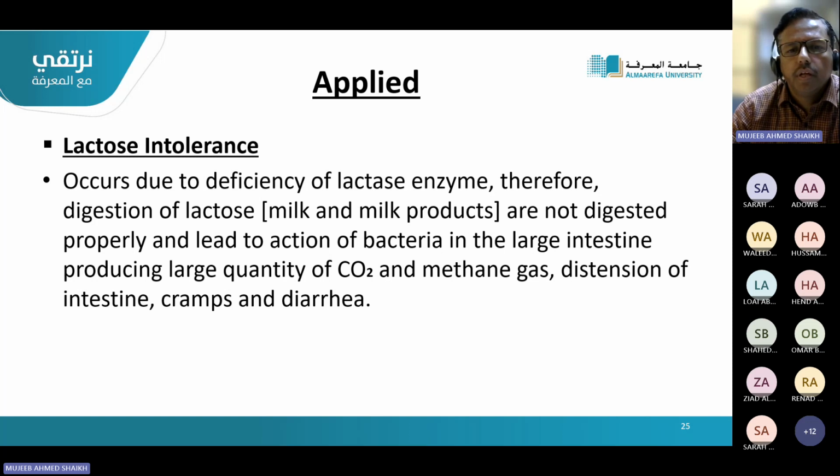This will lead to production of gas, CO2 and methane, which will lead to inflation or distension of the large intestine. This will lead to cramps, abdominal pain. Pain will be felt by the person, followed by diarrhea. Why will diarrhea occur? Due to lactose.